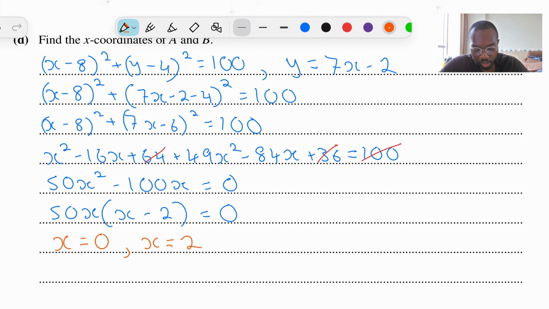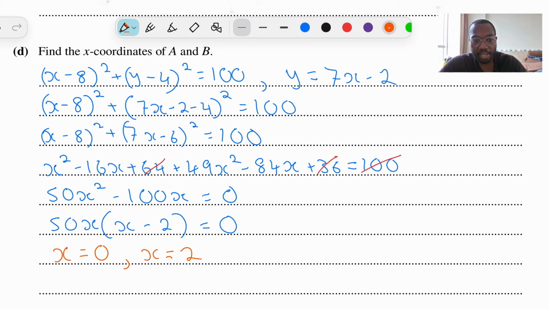And that is it. The question just asks for the x coordinates of A and B, nothing more. Therefore, we've worked out our x coordinates. One of them is A, and the other is B. So one of them is 0, and the other is 2. And that'll be it for this question, this paper.